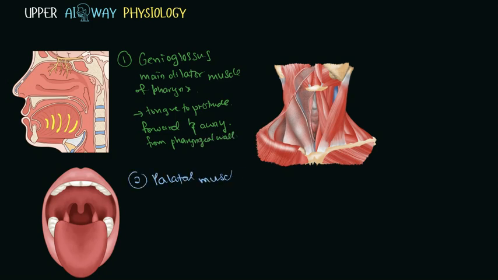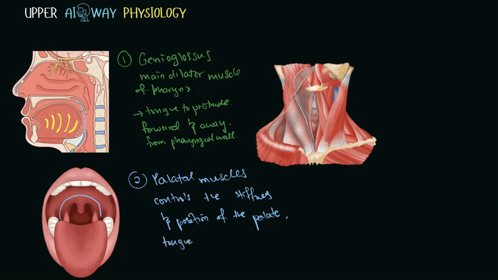Then you have the palatal muscle. Generally, it's located inside the arch of the soft palate, like so. What it does, it controls the stiffness and position of the palate, tongue, and pharynx, as well as the shape of the uvula. Next, you have the muscles influencing the position of the hyoid.